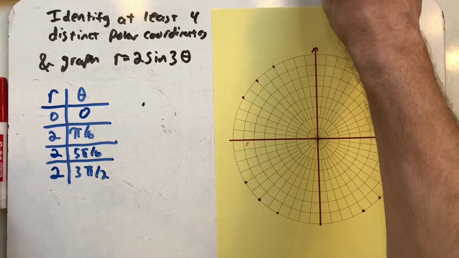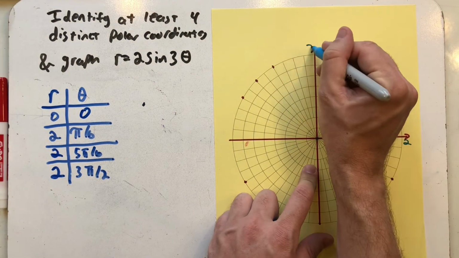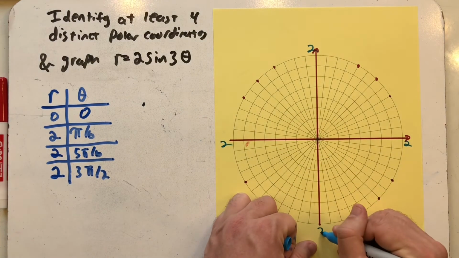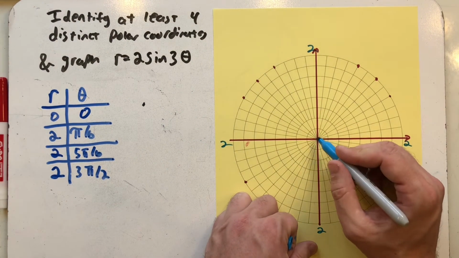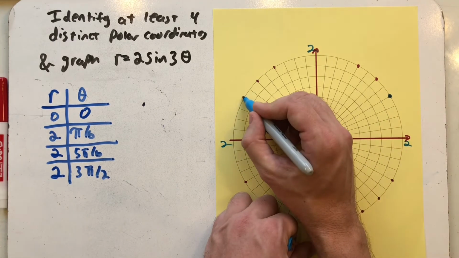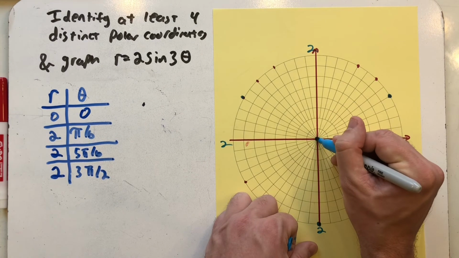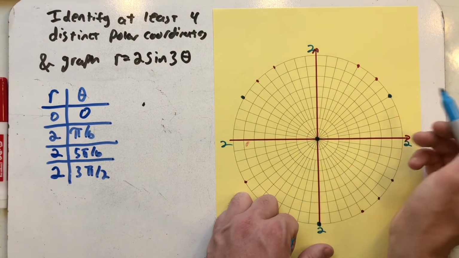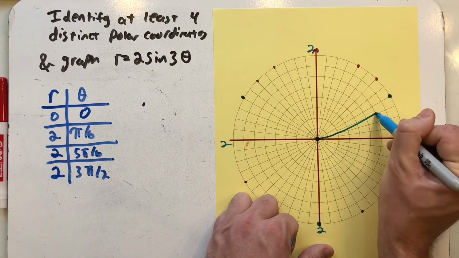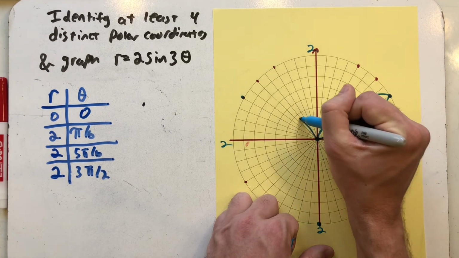And just like in the last example I did, instead of counting out, I'm just going to let the last circle here represent 2 units away from the pole, and at 30 degrees, well, I'm 2 units away. At 5 pi over 6, I'm 2 units away. At 3 pi halves, I'm 2 units away. And of course, at 0, I was at the pole. So I'm ready to trace out my 3-petaled rose curve.